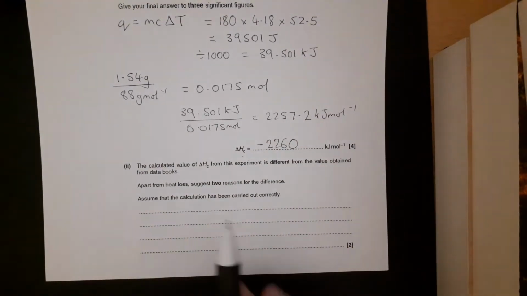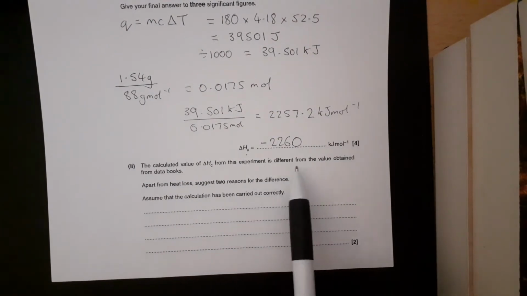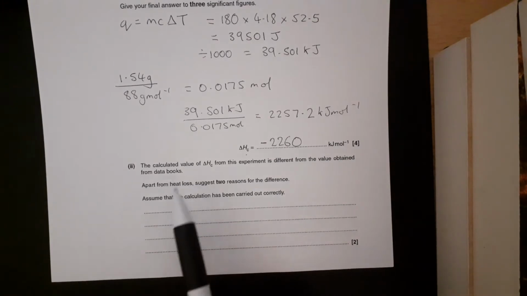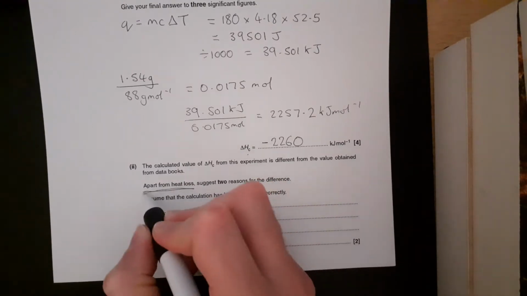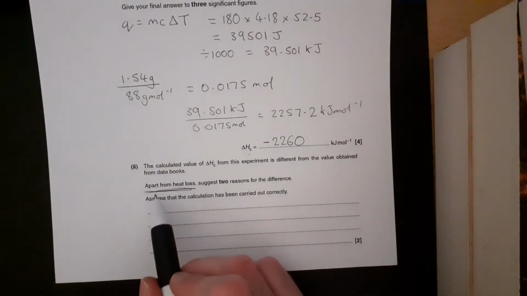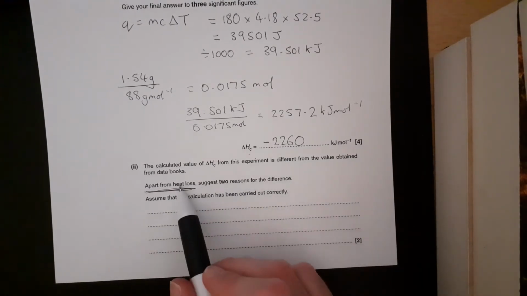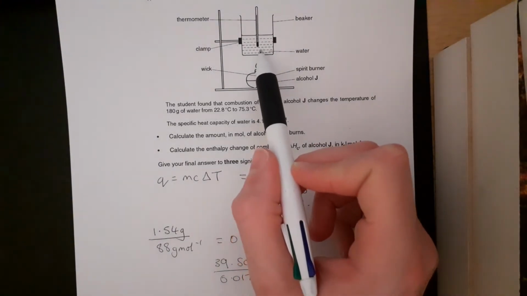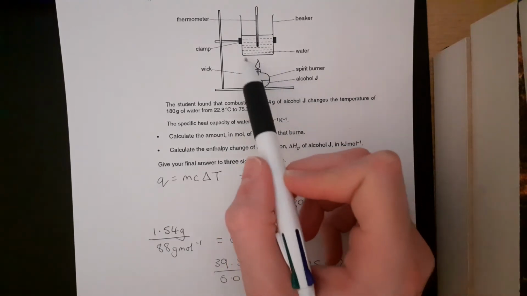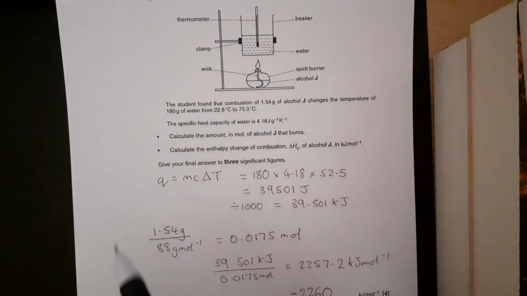And then this bit here is a very common question that follows on from a calculation. It says the calculated value from this experiment is different from the value obtained from a data book. Apart from heat loss, so be careful with that, because a number of people that I see actually write heat loss as an answer. But something other than heat loss suggests 2 reasons why they're different. Heat loss is a big difference because when you're heating this up, you're assuming that all of the heat from here is going into the water. And it's not, as it is heating up the air, it's heating up the beaker itself, it's heating up the clamp. So heat loss is a big problem, but we need to give two answers other than that.